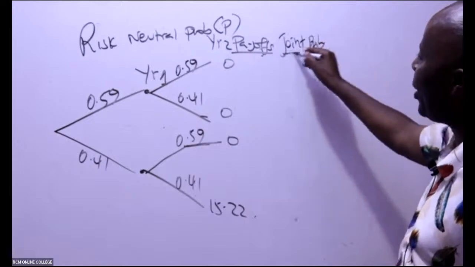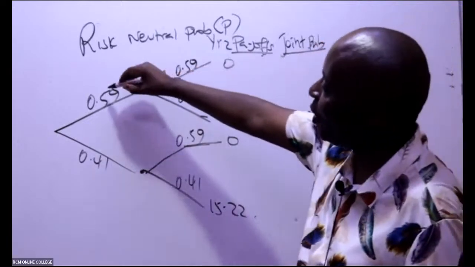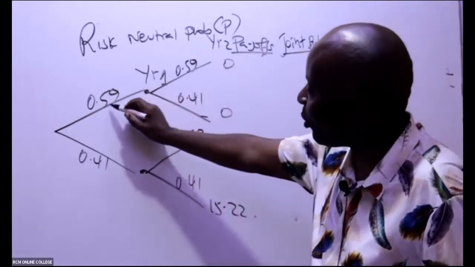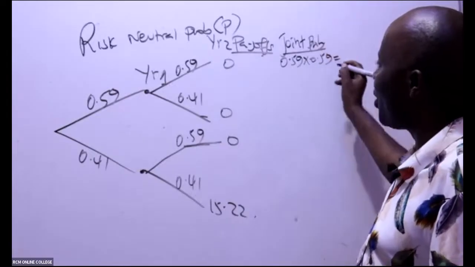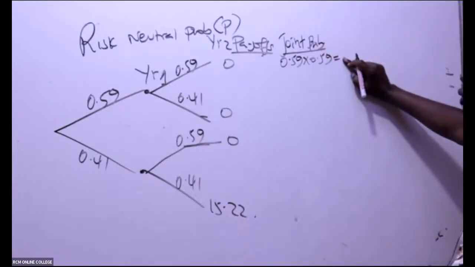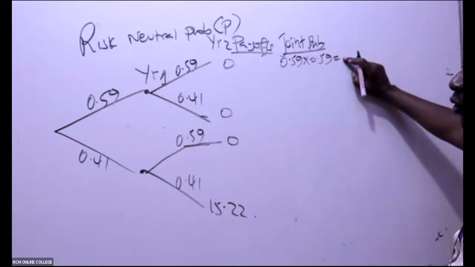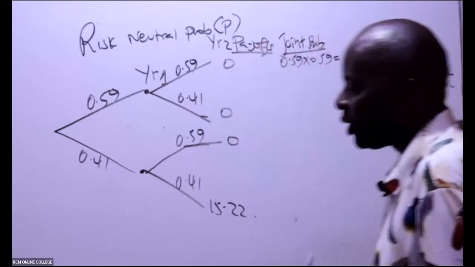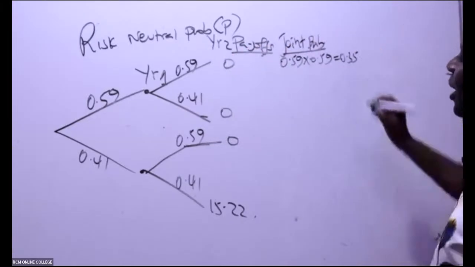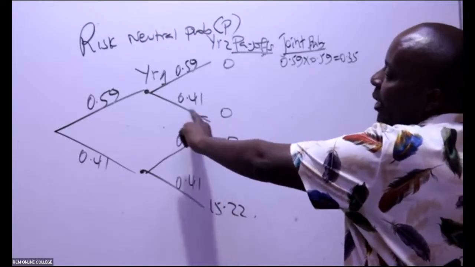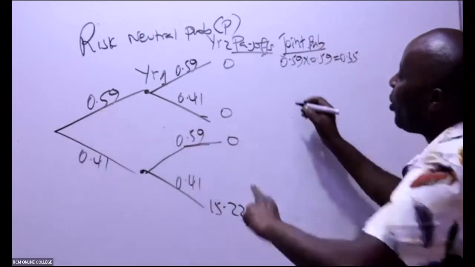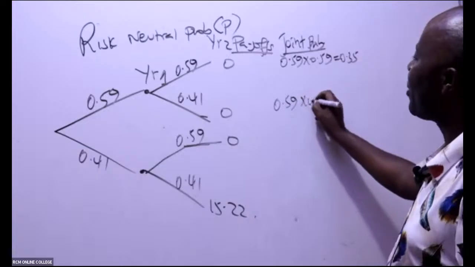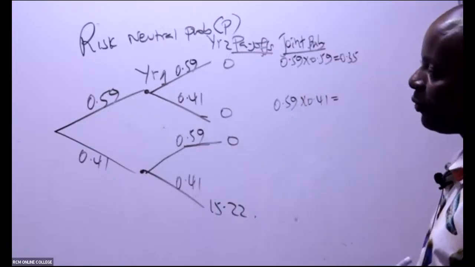Joint probabilities. For branch 1, you know it is 0.59 times 0.59, because you follow through. Can somebody give me this to 2 decimal places? 0.35, right? Now look at branch number 2. This will be 0.59 times 0.41, which will end up giving me what figure?